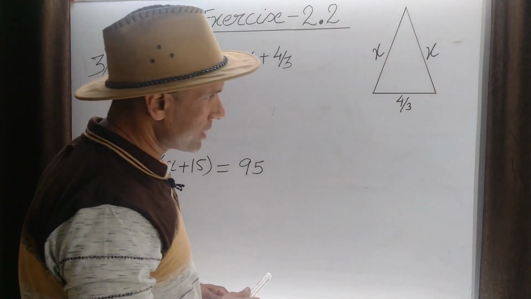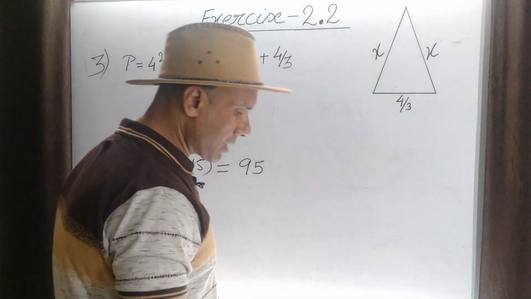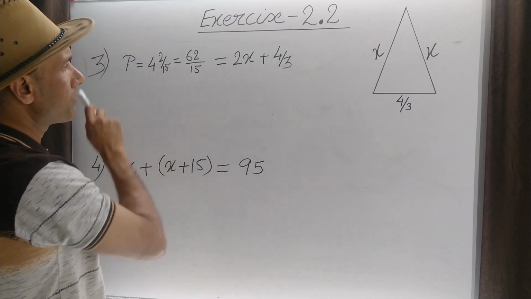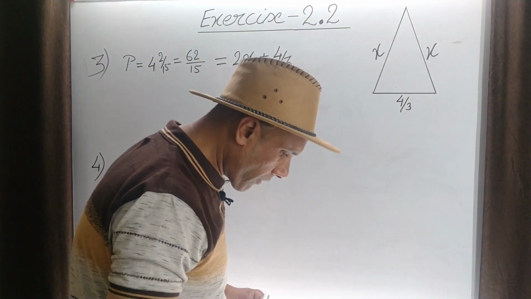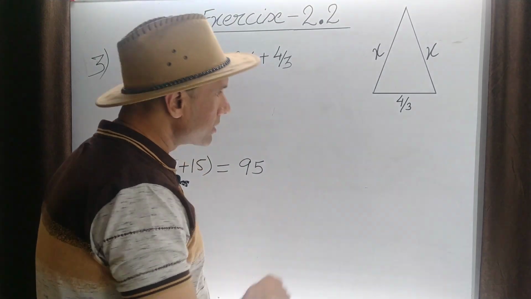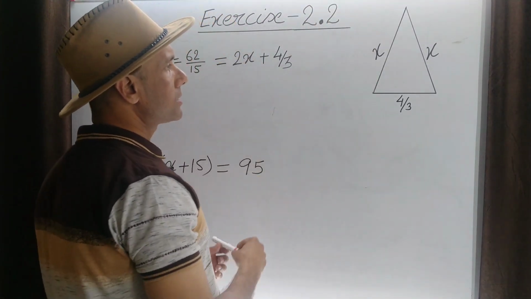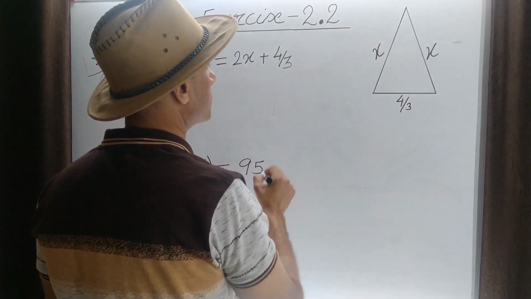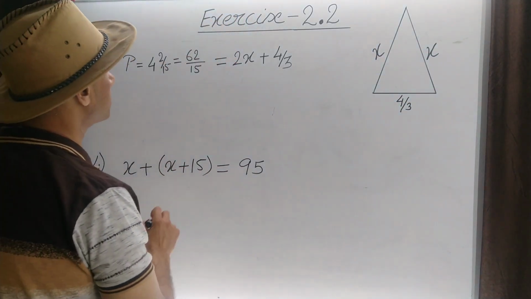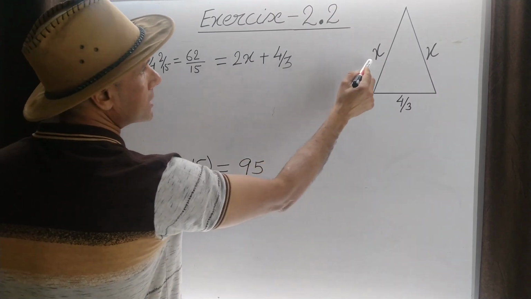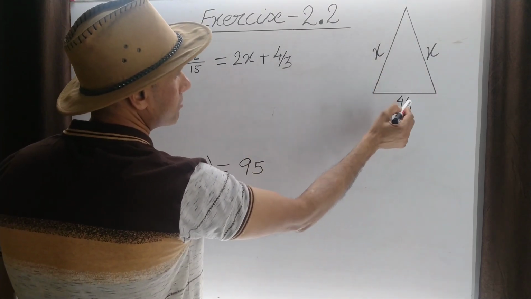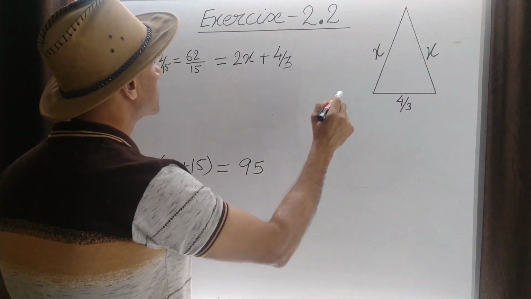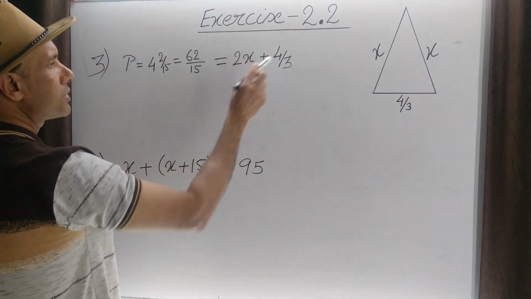Base of an isosceles triangle is 4 by 3 centimeter. Perimeter of the triangle is 4 2 by 15, that is 62 by 15 centimeter. We have to find length of remaining two equal sides of the triangle. So let x be the length of the equal sides of the isosceles triangle. So what equation do we get here? Perimeter is equal to 2 into length of equal sides plus base. So we get this equation.